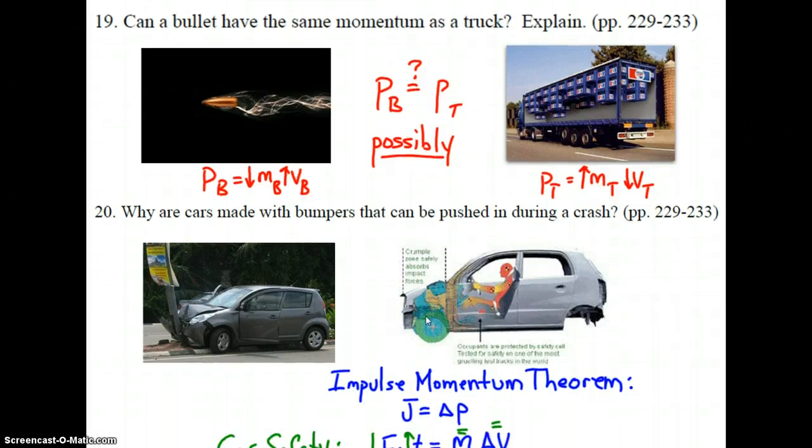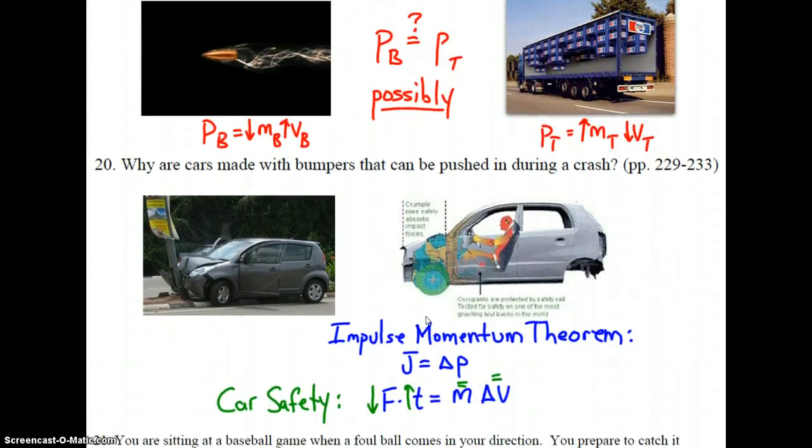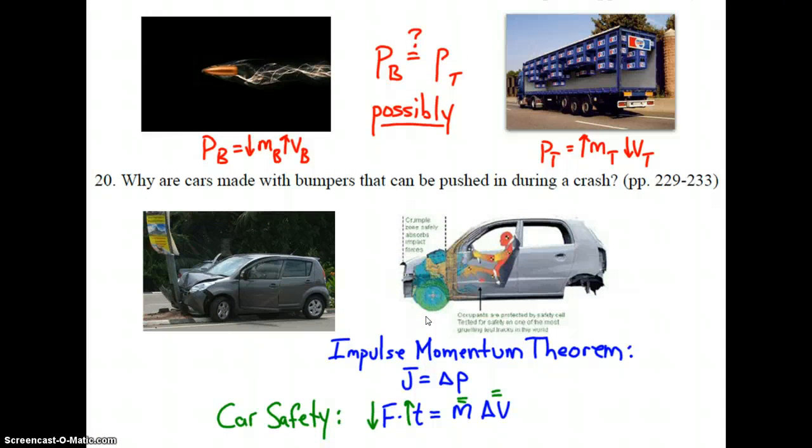Number 20, why are cars made with bumpers that can be pushed in during a crash? The concept that this addresses is the impulse momentum theorem. If you go to your reference table, you will find that in the mechanics section, J equals F times t, which equals delta p. That is the impulse momentum theorem.